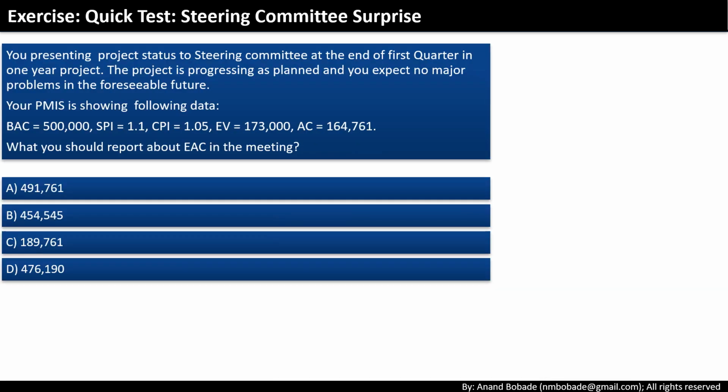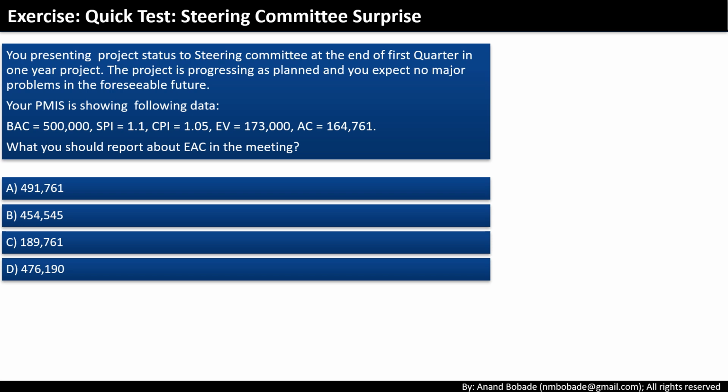Now let's test you with an exam-style question. You're presenting to the steering committee at the end of Q1 in a one-year project. Data is BAC equals 500K, SPI is 1.1, CPI is 1.05, EV is 173,000, AC is 164,761. Which EAC formula to use?